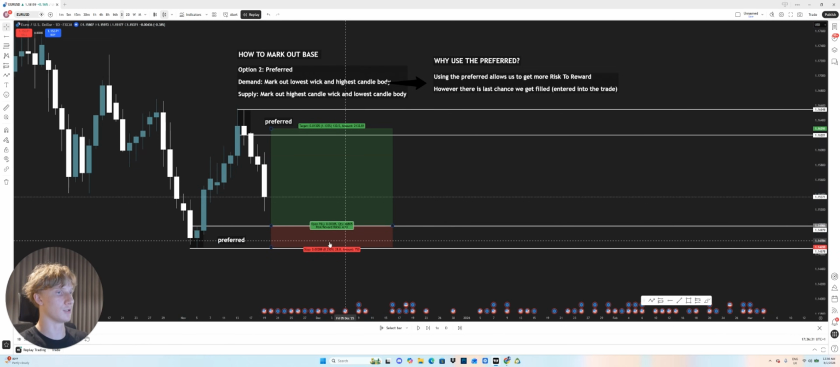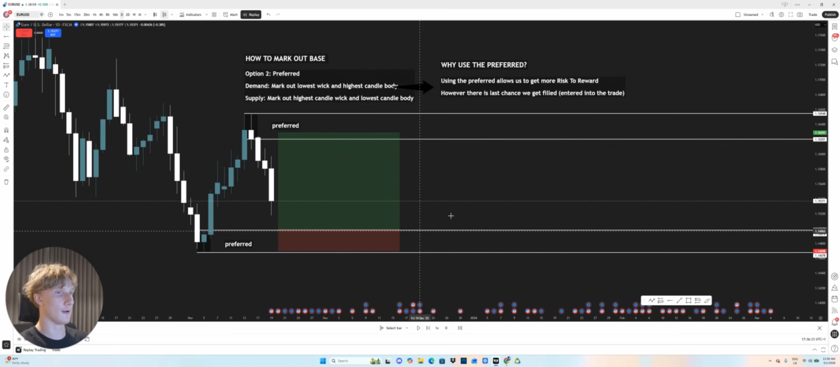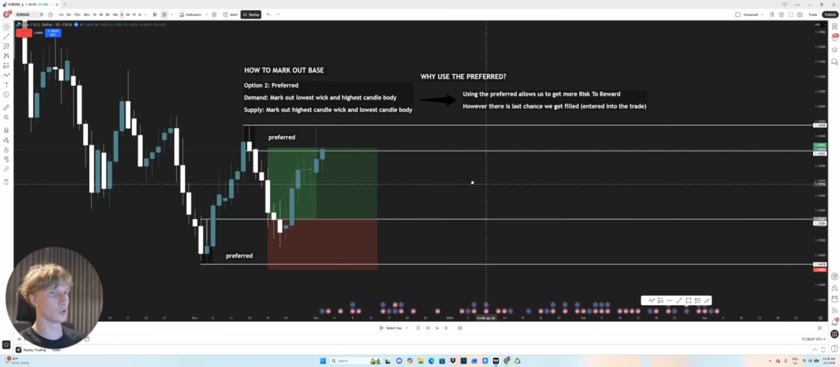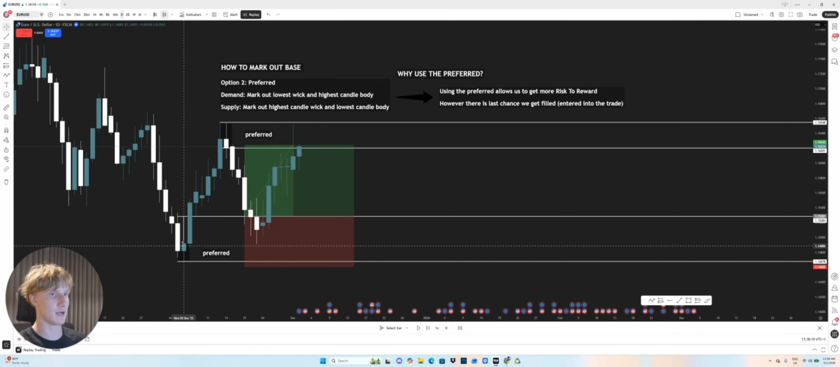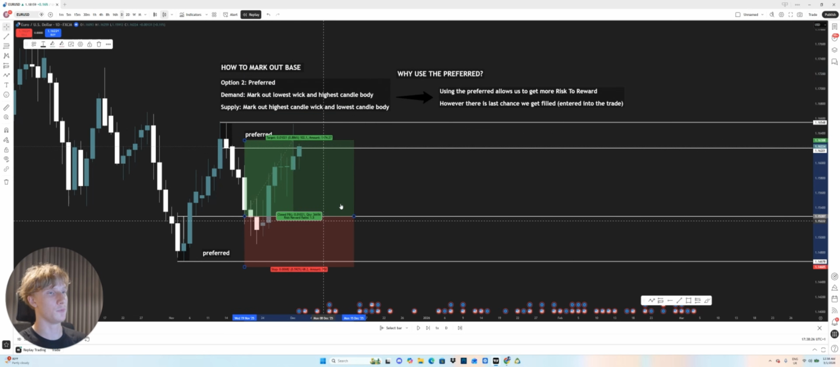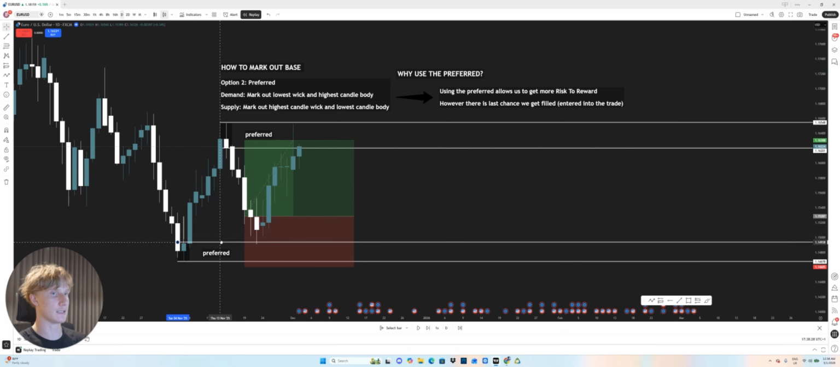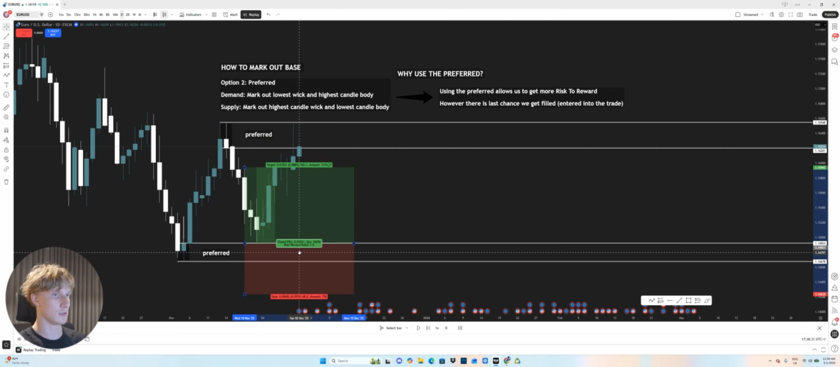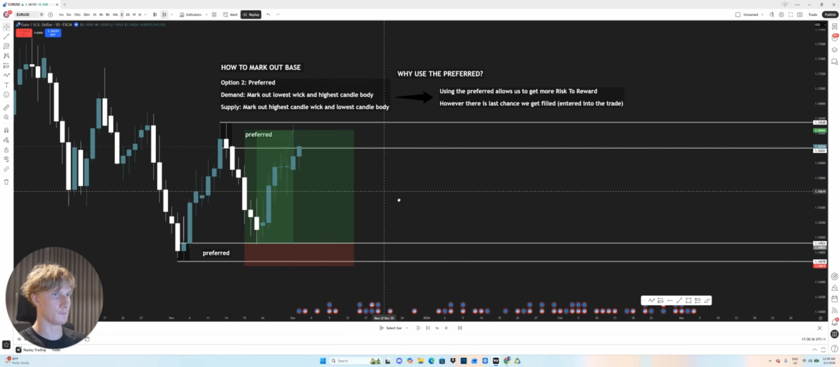So let's not be greedy and just increase our chances that we might get filled into the trade. Now, when you would not use the wider is a situation like this. Let's imagine that this wick is this big, which means that our wider would be this big. Well, in this case, it doesn't really make sense, because in order for us to get a 1 to 2 or a 1 to 3, price has to travel so far, right? And if we were working with the wider, we wouldn't even get a 1 to 2. So in this case, it makes much more sense to be targeting the preferred, and we would get more RR.